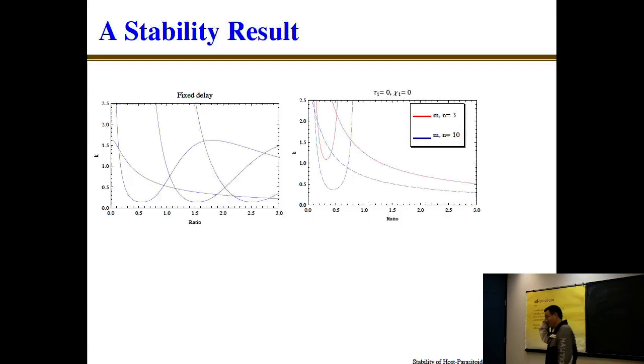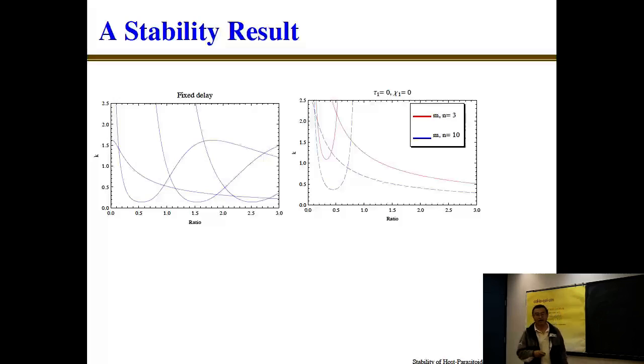So the left side of the graph is the stability boundary for the model with fixed delays. The region below all those blue curves is the stable region for that interior equilibrium.